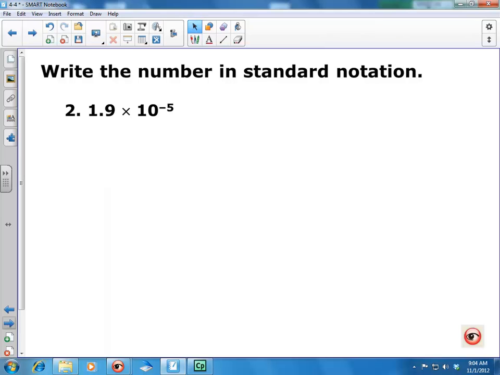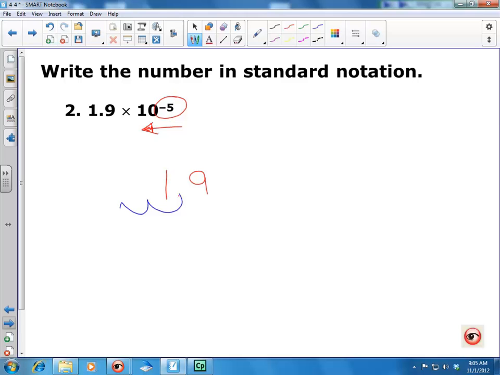All right, this one we do have our negative exponent. So since it's a negative exponent, which direction do I have to move my decimal on this one? I have to move it to the left. So I'll write my 1.9 down here, and I will move my decimal 5 places to the left. 1, 2, 3, 4, 5. Put my decimal right there, and then fill in zeros for those guys. So I end up with 0.000019.